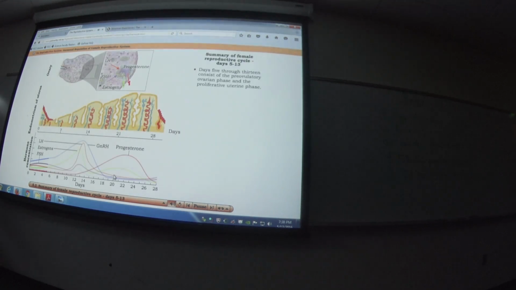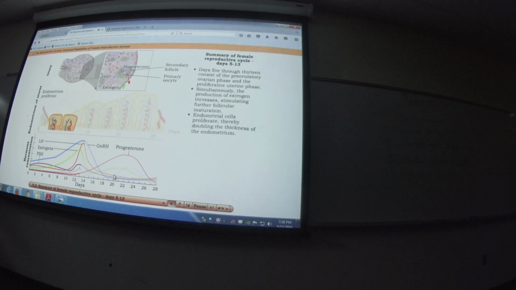Days 5 through 13 of the cycle consist of the pre-ovulatory ovarian and proliferative uterine phases. The presence of follicle-stimulating hormone and luteinizing hormone stimulates the development of ovarian follicles, which then increase their production of estrogen. The increased levels of estrogen stimulate the stratum basalis of the uterine endometrium to proliferate and thicken.